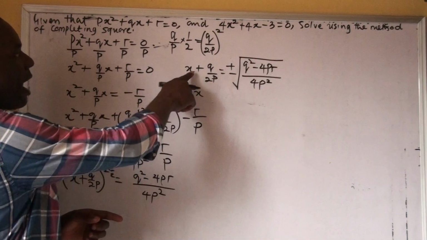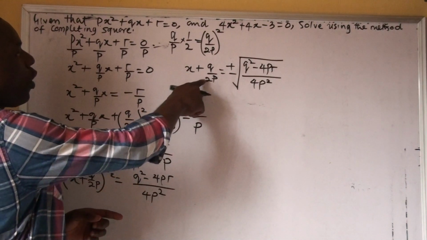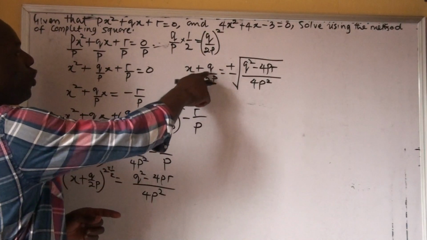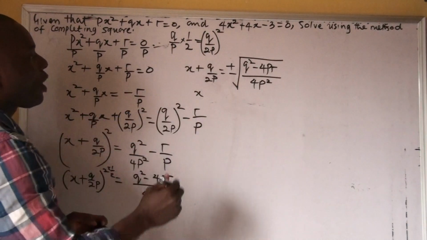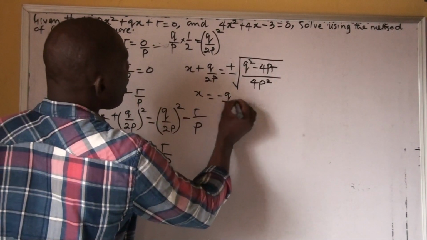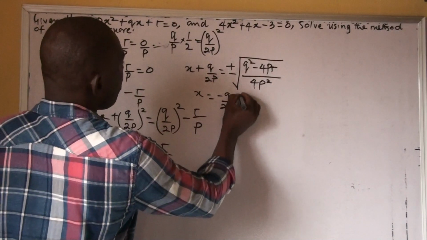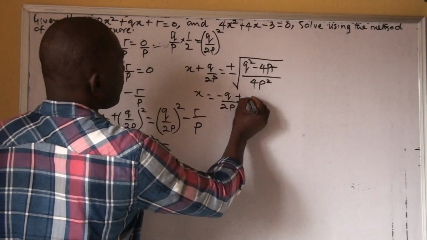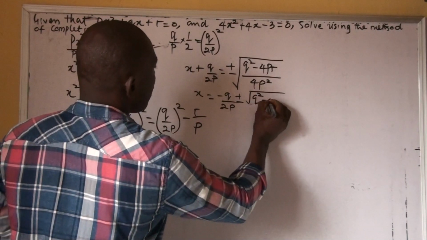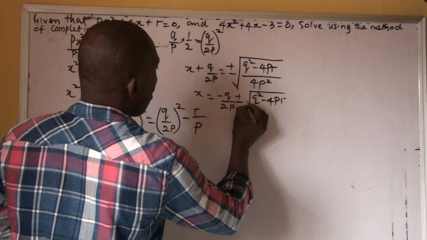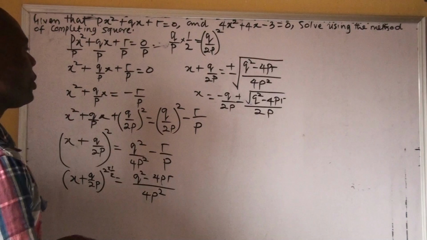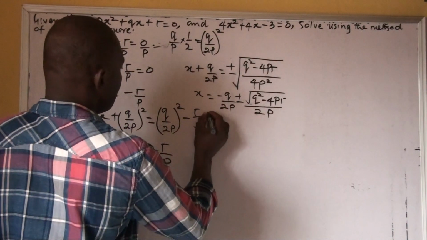Now here we have x plus q all over 2p. We are looking for only x plus q over 2p. We move to the right hand side, and it becomes minus q over 2p plus or minus the square root of q square minus 4pr all over 2p. Now the possible value of x will be this.